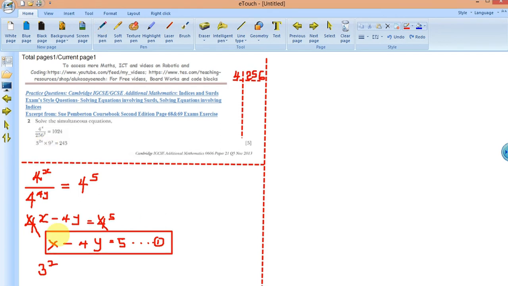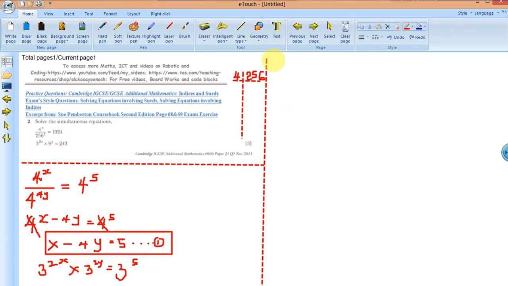So this one: 3 raised to the power 2x times, and 9 is the same thing as 3 raised to the power 2, so 3 raised to the power 2y, equals 243. And 243 is 3 raised to the power 5, don't forget. Using the law of indices, when you have multiplication you sum the exponents. So that's 3 raised to the power 2x plus 2y, which equals 3 raised to the power 5.